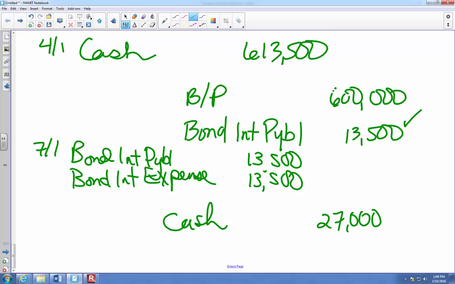So this seems like a pretty tricky transaction, but it's really not. And this is really how it works. You never issue your bonds on exactly, magically, the date that they're dated.